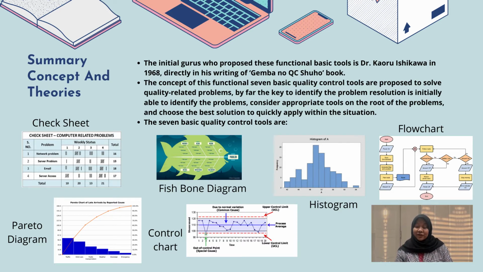Second, Pareto diagram. Pareto charts accommodate bars and a line graph which illustrate the 80-20 rule to visualize the largest influence of an issue. The 80-20 rule indicates that 80% of an impact is derived from 20% of the origin causes.